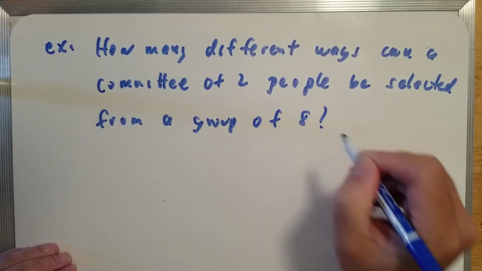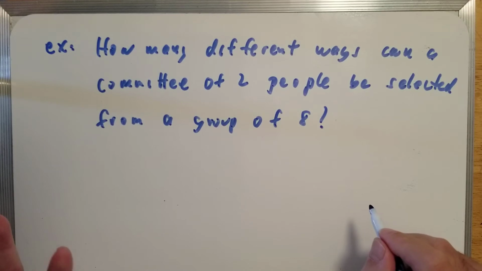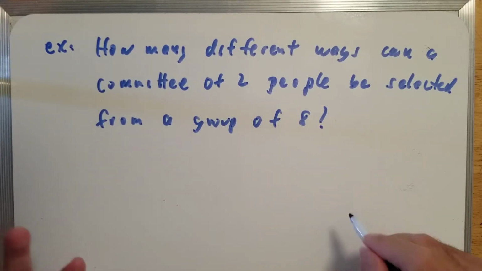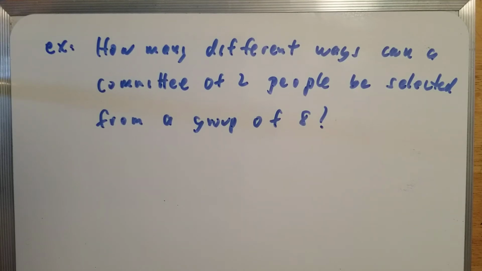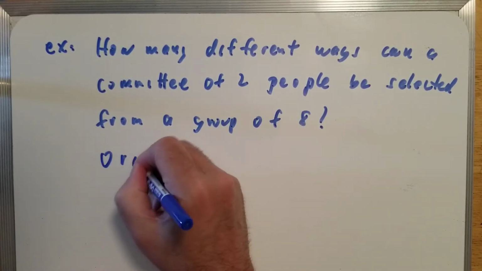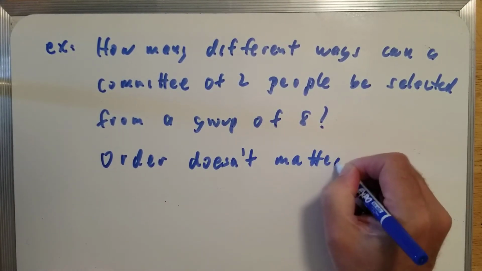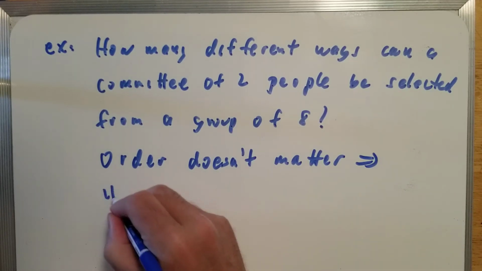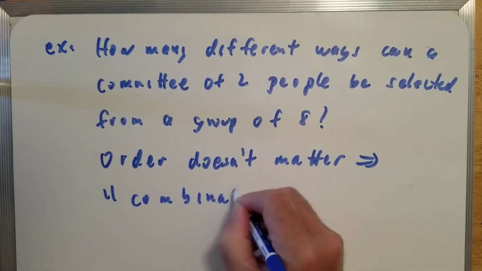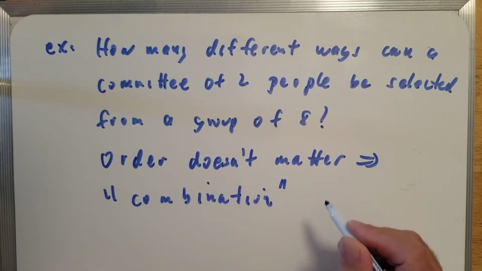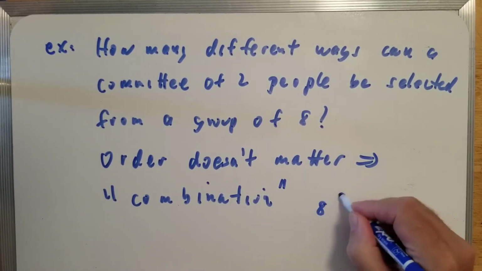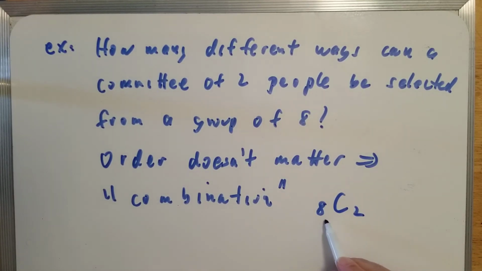Now, in this case, the order doesn't matter, because if you choose Bob first and then Mary second, it forms the same committee as if you chose Mary first and Bob second. So order doesn't matter in this case. And in this case, we have what's called a combination. And the usual notation for this would be 8C2, means we're selecting 2 people from a group of 8 in which order doesn't matter.